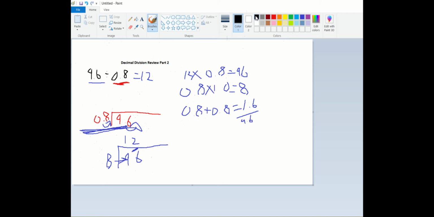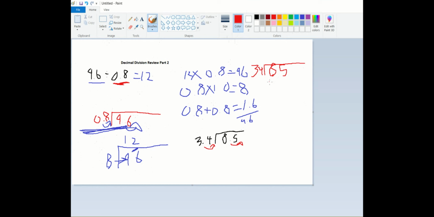So let's go through one more practice problem and see if we still get it the same way. Let's do 3.4 and 8.5. So we're doing 8.5 divided by 3.4. Our first step, we're going to move our decimal 1 to the right and rewrite it. I'm going to rewrite it up here. So now we're doing 34 and 85. So we're doing 85 divided by 34.